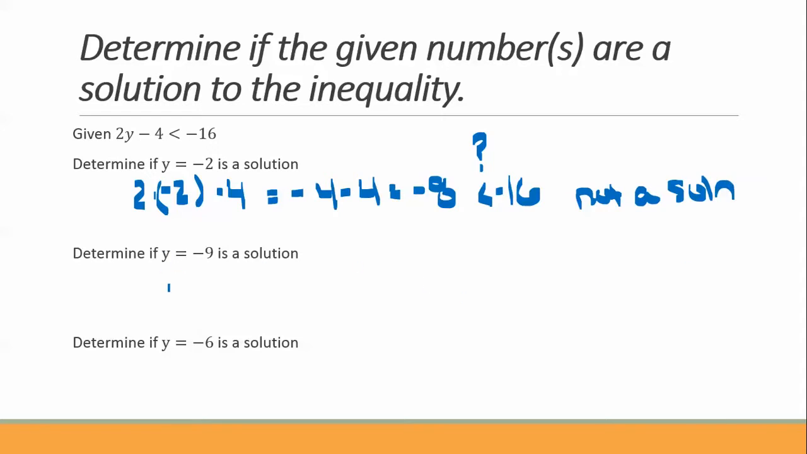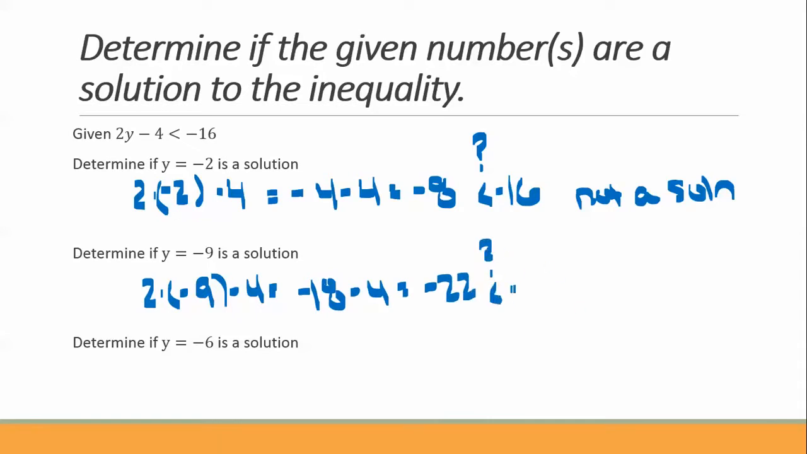Let's try y equals negative 9. 2 times negative 9 minus 4 is equal to negative 18 minus 4, which is negative 22. Is that less than negative 16? Negative 22 is less than negative 16. That's true, so it is a solution.